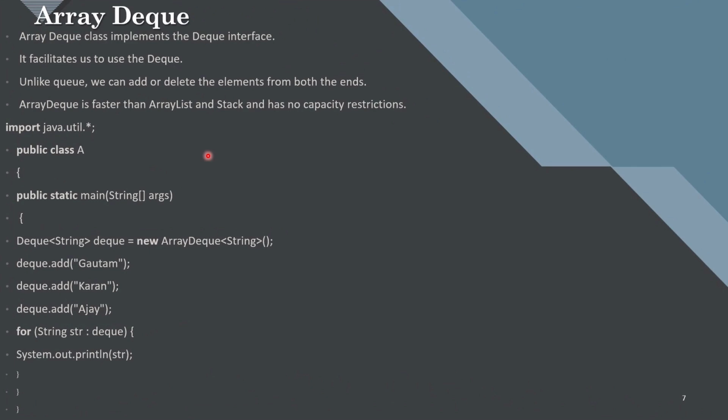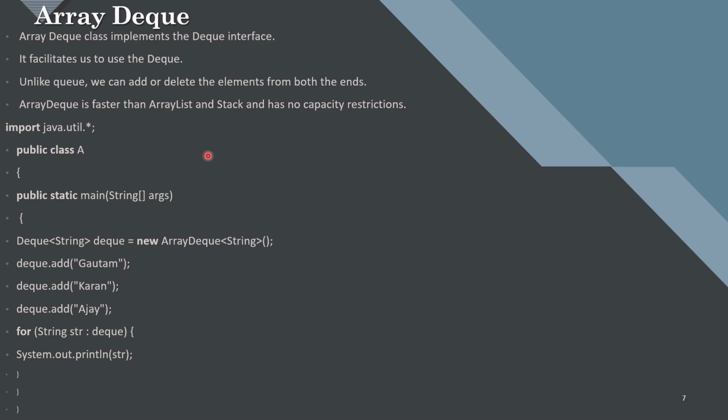ArrayDeque class implements the Deque interface. It facilitates us to use the Deque. Unlike Queue, we can add or delete elements from both ends. ArrayDeque is faster than ArrayList and Stack and has no capacity restrictions. So we have a program for this too.